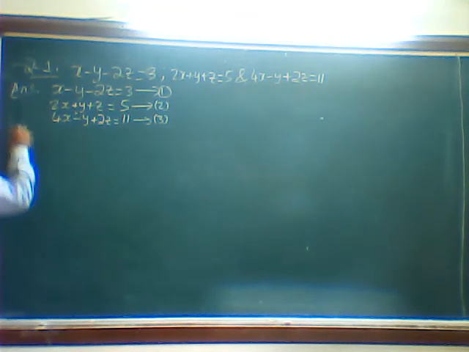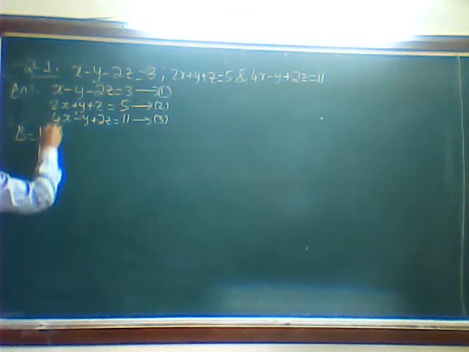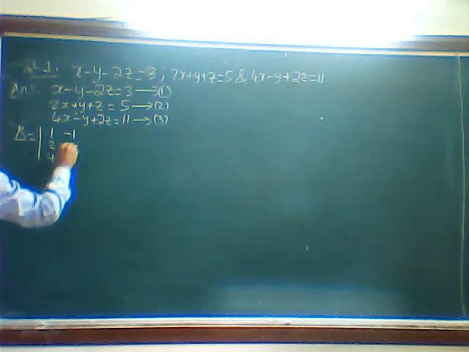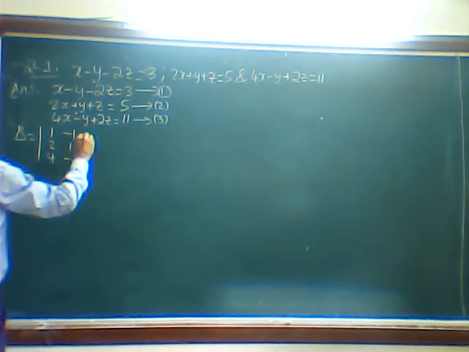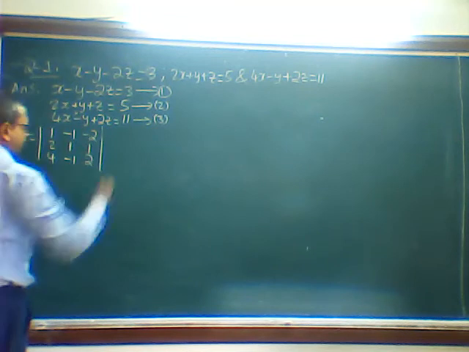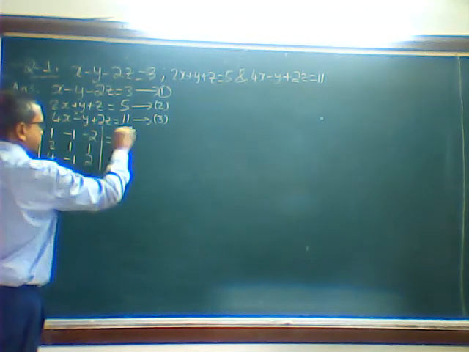So now what to find out? Delta. Delta is what? Coefficient of x is what here? 1. Here it is 2. Here it is 4. Y is minus 1, plus 1, minus 1. Z is minus 2, 1, 2. Okay, and expand it.